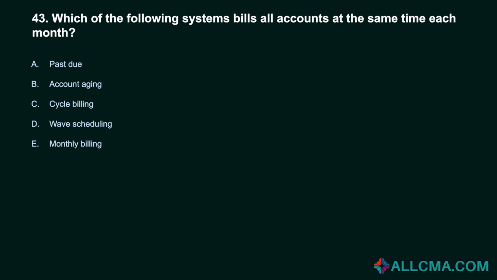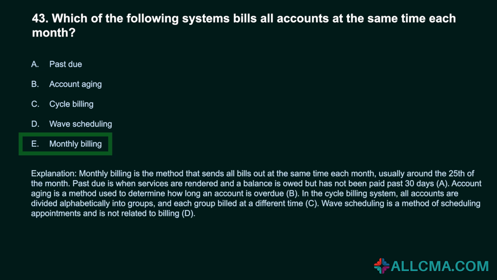A. Past due. B. Account aging. C. Cycle billing. D. Wave scheduling. E. Monthly billing. Correct answer, E. Monthly billing. Monthly billing is the method that sends all bills out at the same time each month, usually around the 25th of the month.